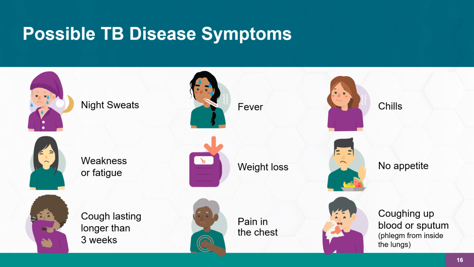These are the possible TB disease symptoms: night sweats, weakness or fatigue, cough lasting longer than 3 weeks, fever, weight loss, pain in the chest, chills, no appetite, or coughing up blood or sputum.